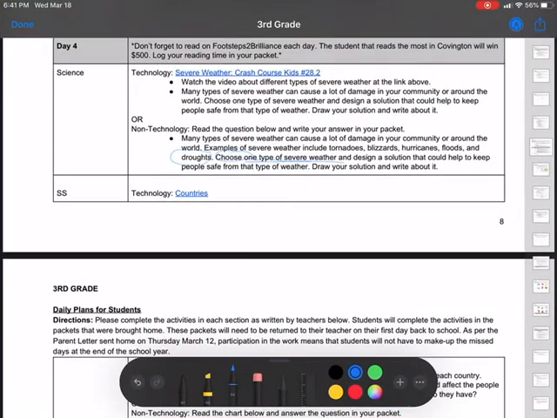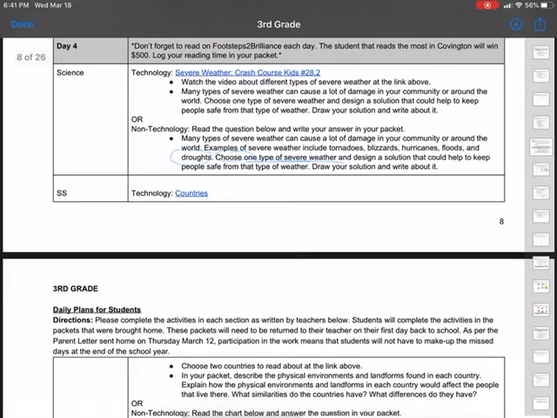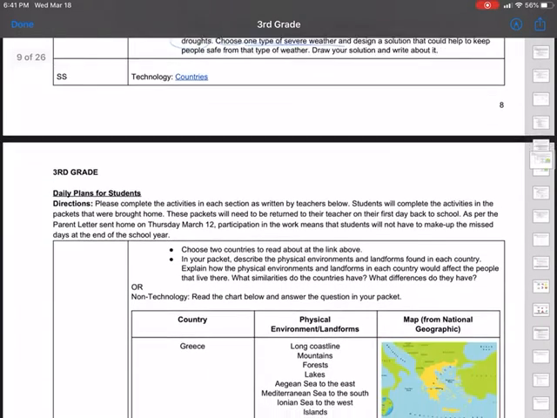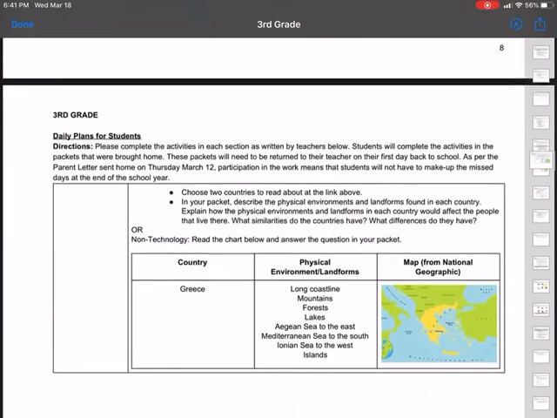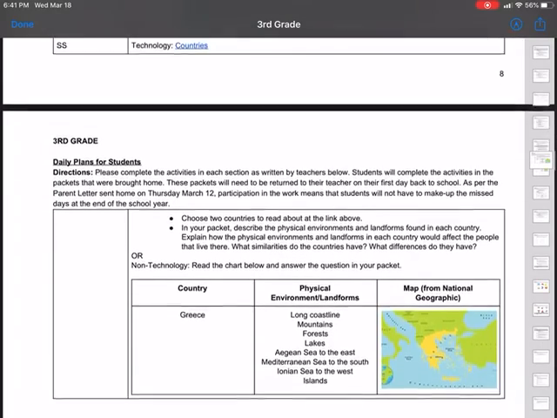So that's science. Obviously, you guys are going to have way better ideas than I am, so I can't wait to see them. So then we move on to social studies.